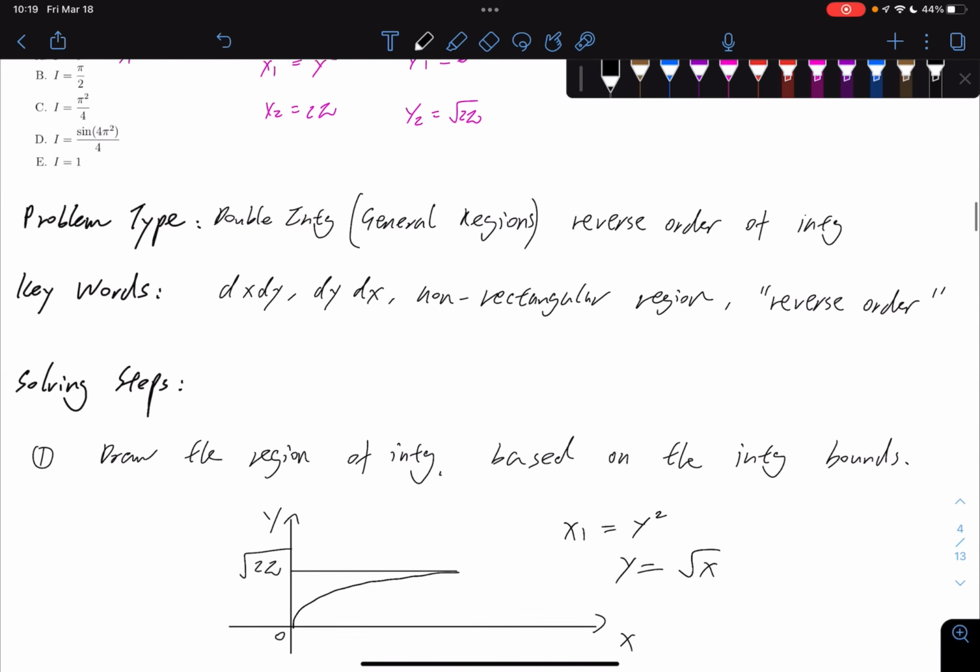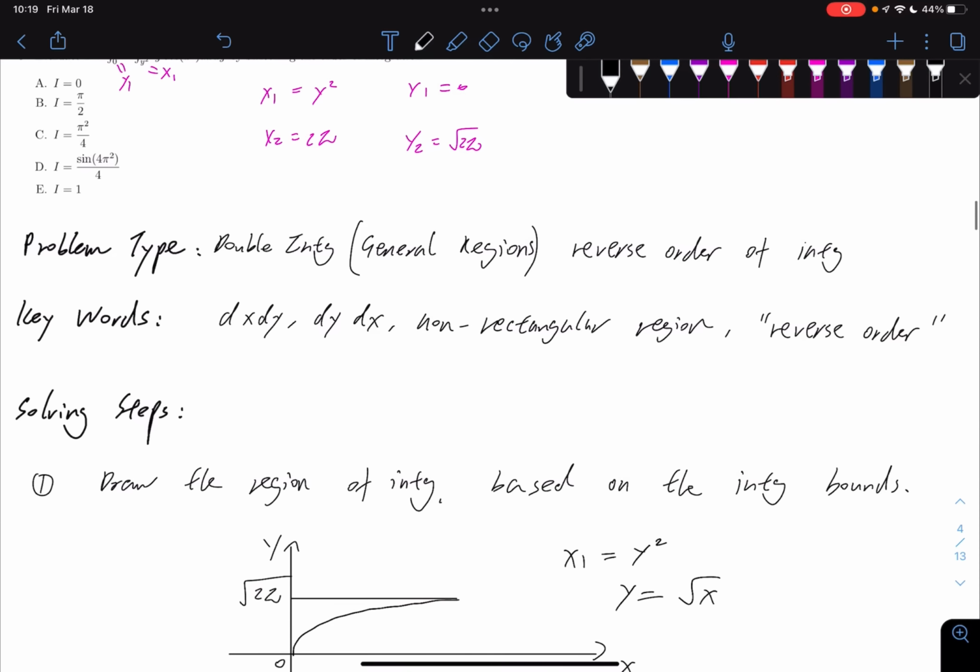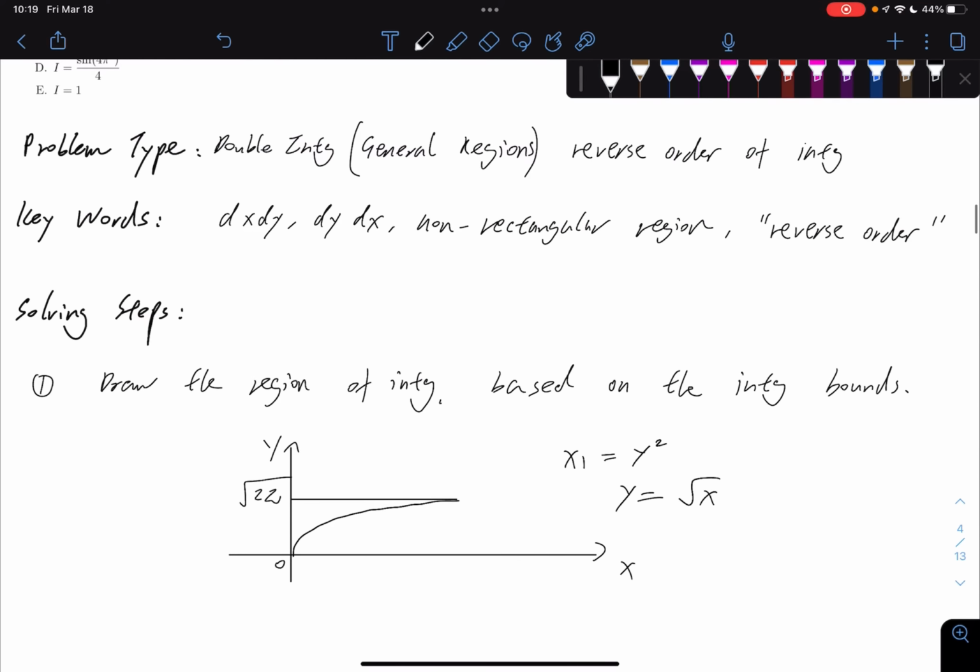Because it's also the x bound of 2, let me make this dash 2. So that is 2 pi, right? So x equals 2 pi. So where is the region of integration, right?